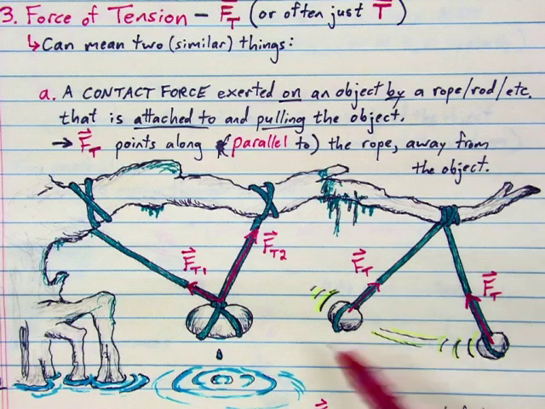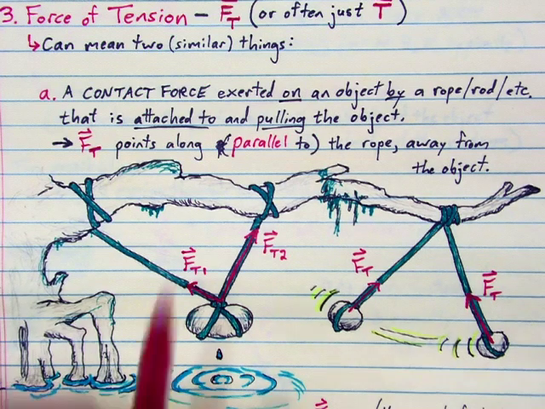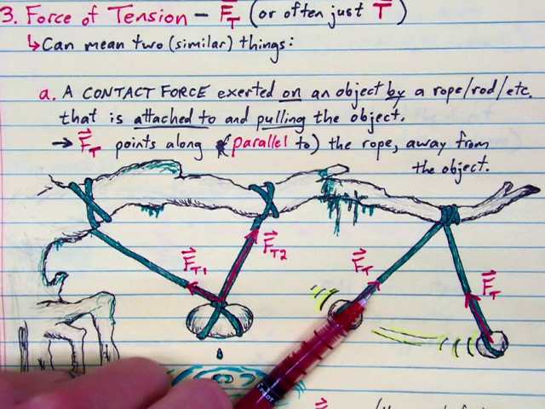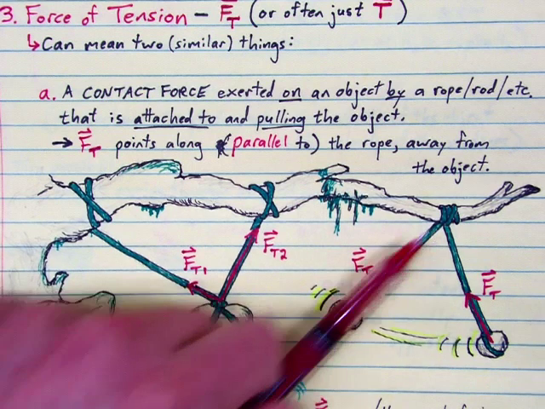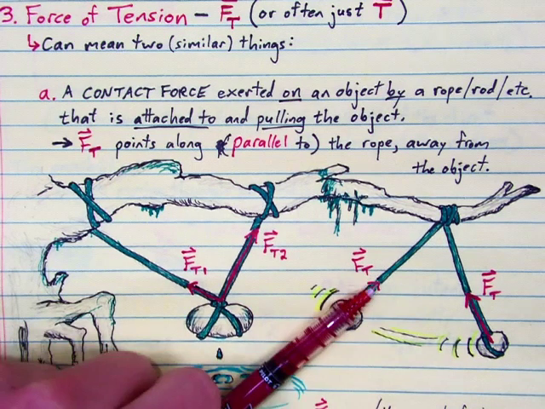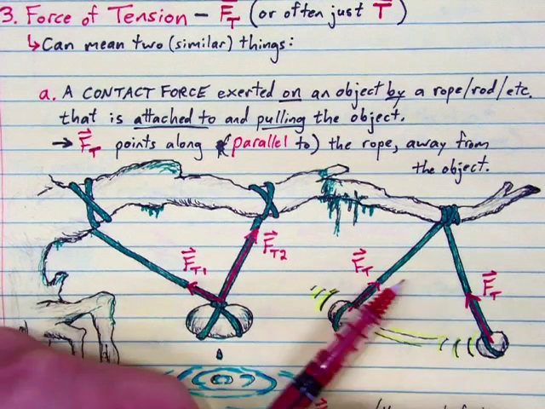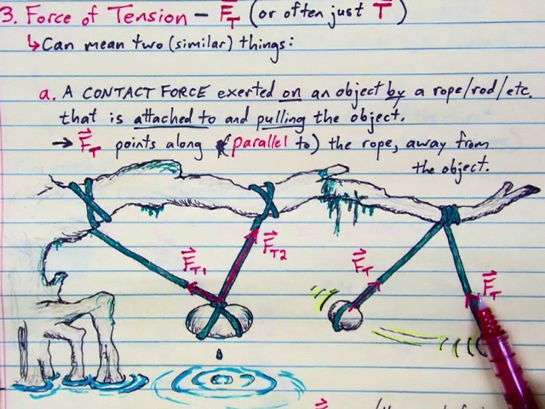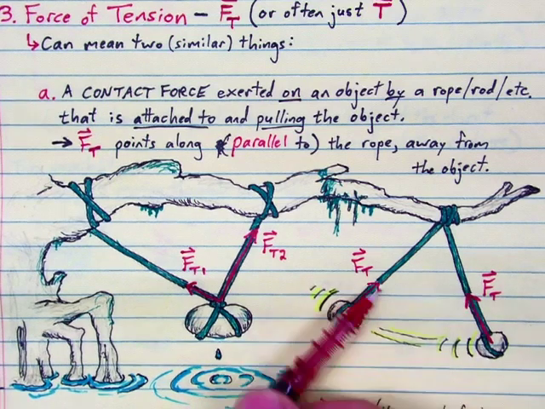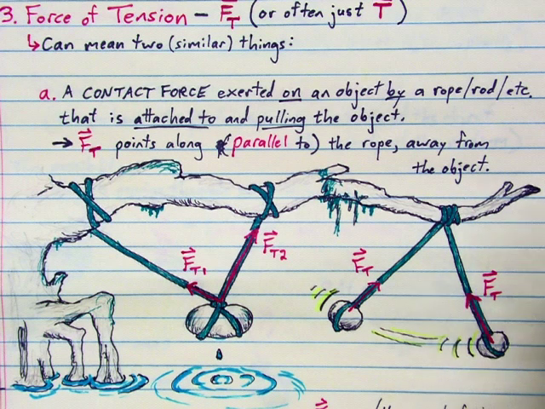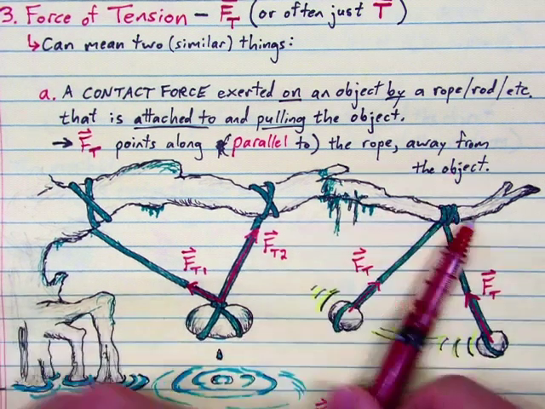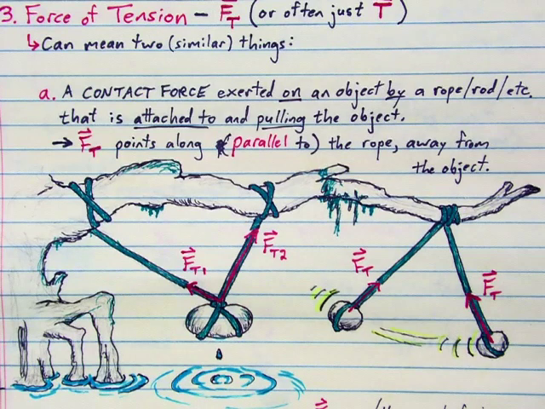This stone over here that's swinging like a pendulum, the force of tension on it points along the rope, away from the stone. And note that as the stone moves, the force of tension moves as well to stay parallel to the rope. So the force of tension changes direction as the vine shifts.